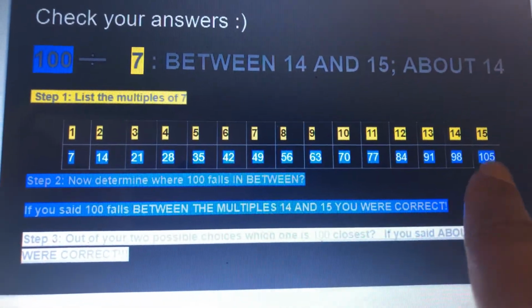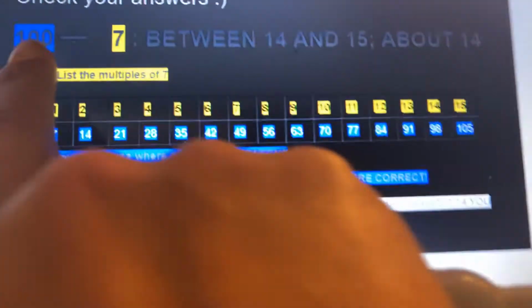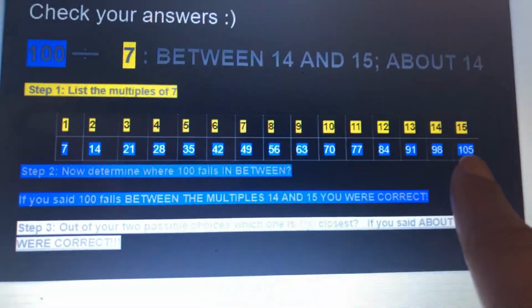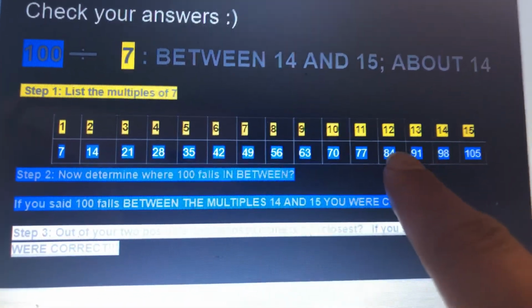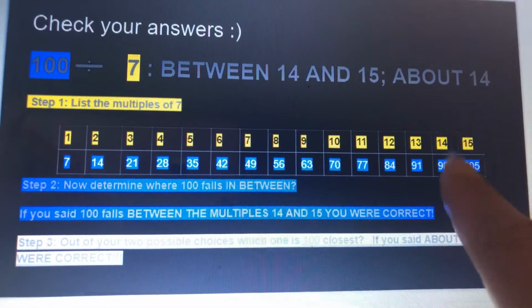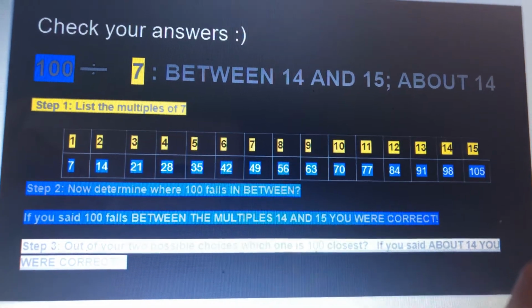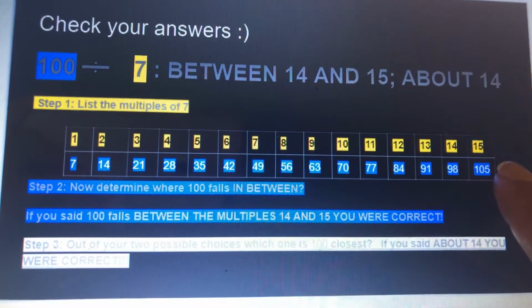And then I stopped at 15 because by the time I hit 15, it was already 105. So I went over. So I'm just going to halt there because I know that my answer is somewhere down here. So it ended up falling between 14 and 15, right? 100 falls in between these two numbers, 98 and 105. So it's closer to 14 than it is to 15.